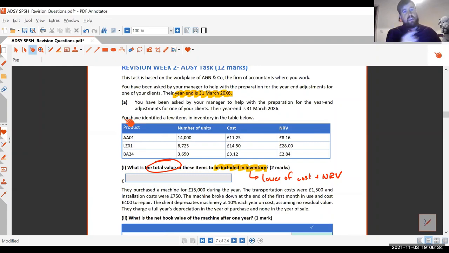There's another important thing to remember when it comes to inventory valuations, when we're talking about this year-end adjustment, it's the idea that we need to work through line by line. So we can't simply total up each of these columns and then take the bigger of the two totals. We need to consider each individual product by itself. So in this case, if we're looking at product 8801, hopefully somebody can help me out in the chat box here. Which of those valuations would we be looking at when it comes to AA01? Just that first product to start with.